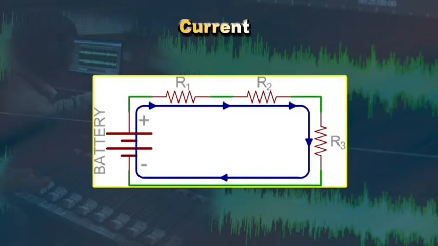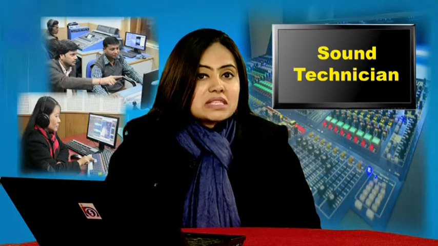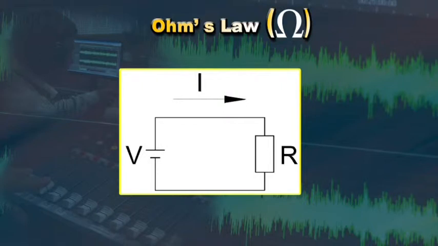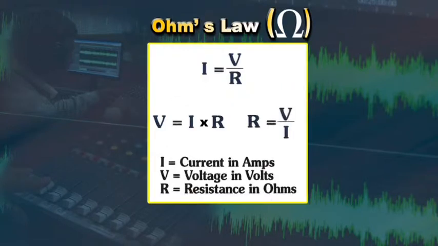The magnitude of current flowing through a simple circuit can be determined by use of a most important basic law called Ohm's law. Ohm's law states that the current in a DC circuit varies in direct proportion to the voltage and is inversely proportional to the resistance of the circuit.